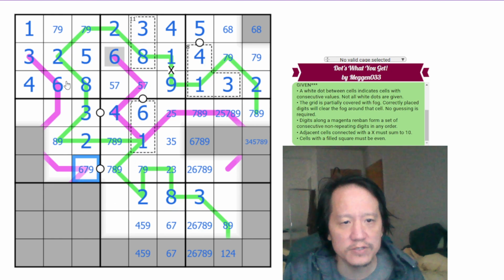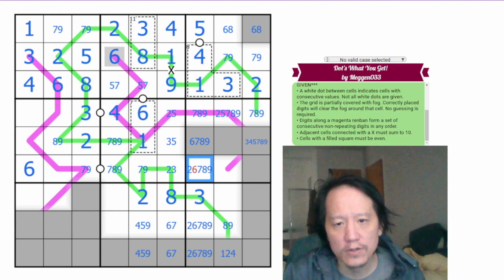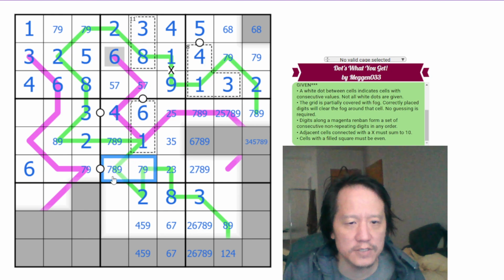So this cannot be 6 because it's part of this Renban line. So we know that can't be 6. Therefore, the 6 has to be here, because this couldn't be 6, this couldn't be 6, that couldn't be 6. So this cannot be. Oops. This cannot be 6. This is 7, 9, 7, 9.